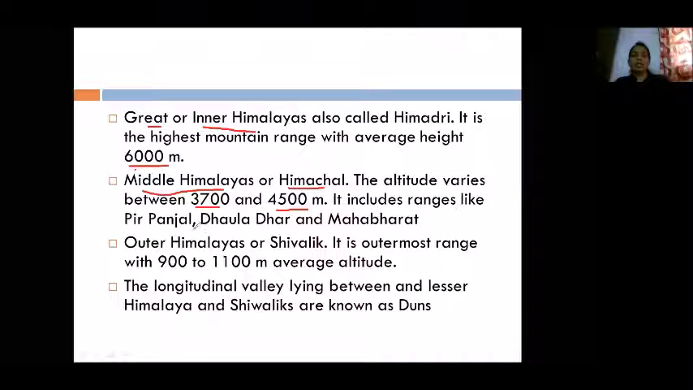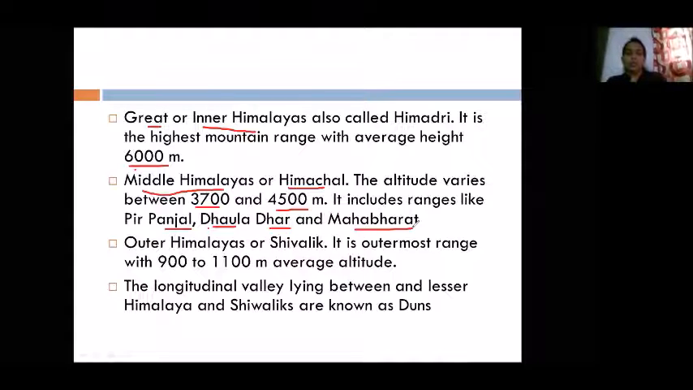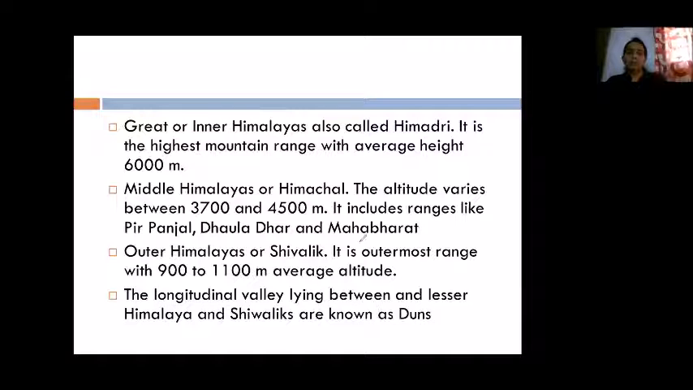It includes ranges like Pir Panjal. These are the ranges that can be seen in the Middle Himalaya: Pir Panjal, Dhauladhar, and Mahabharat. These are the main ranges we can see in the Middle Himalaya or the Himachal. The Outer Himalaya or Shivalik is the outermost range, the Outer Himalaya, which is called the Shivalik.